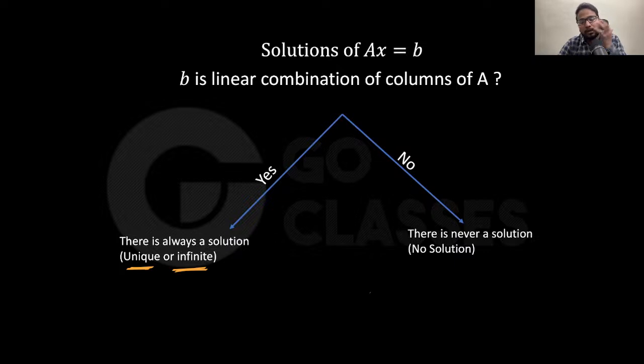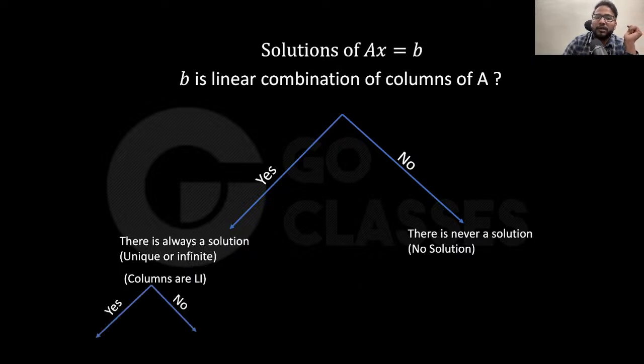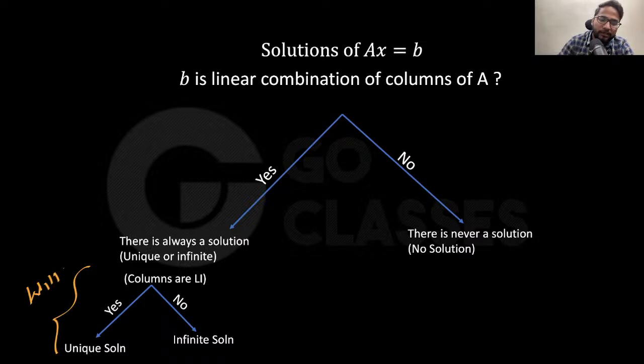So what do you think? It depends on the columns of A. I will ask a second question: are the columns of A linearly independent or linearly dependent? Based on that, I will answer this question. If the columns of A are linearly independent, then I will say the solution is unique; otherwise, I will say there are infinitely many solutions. Don't worry, I will prove this. We'll prove it next in just 5 minutes.